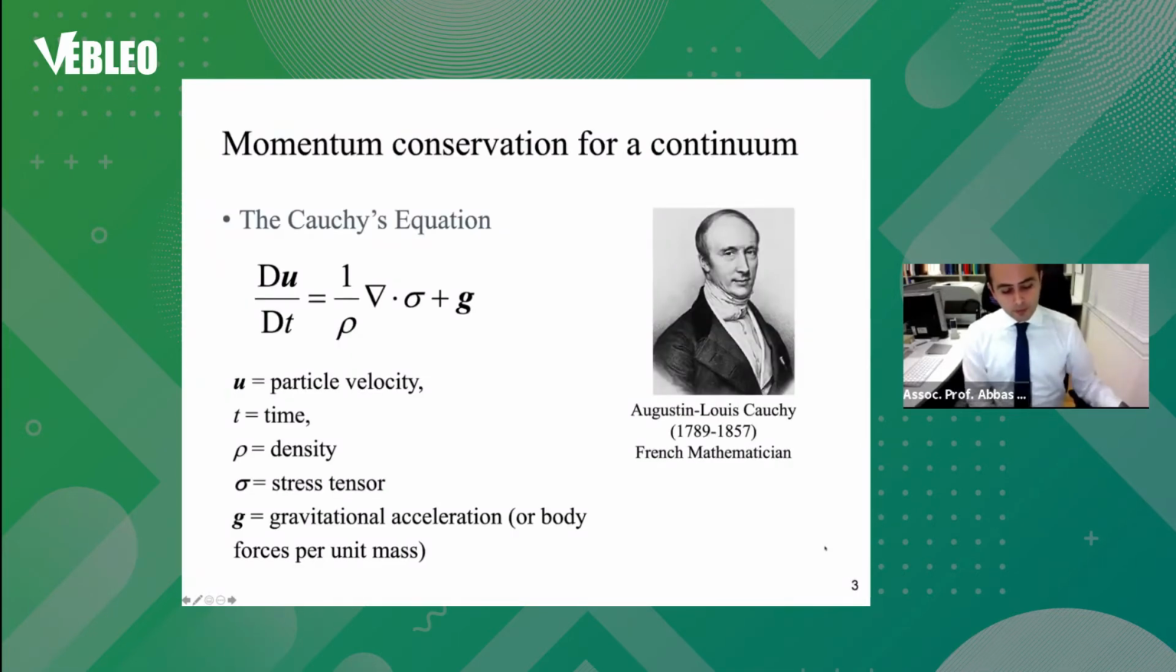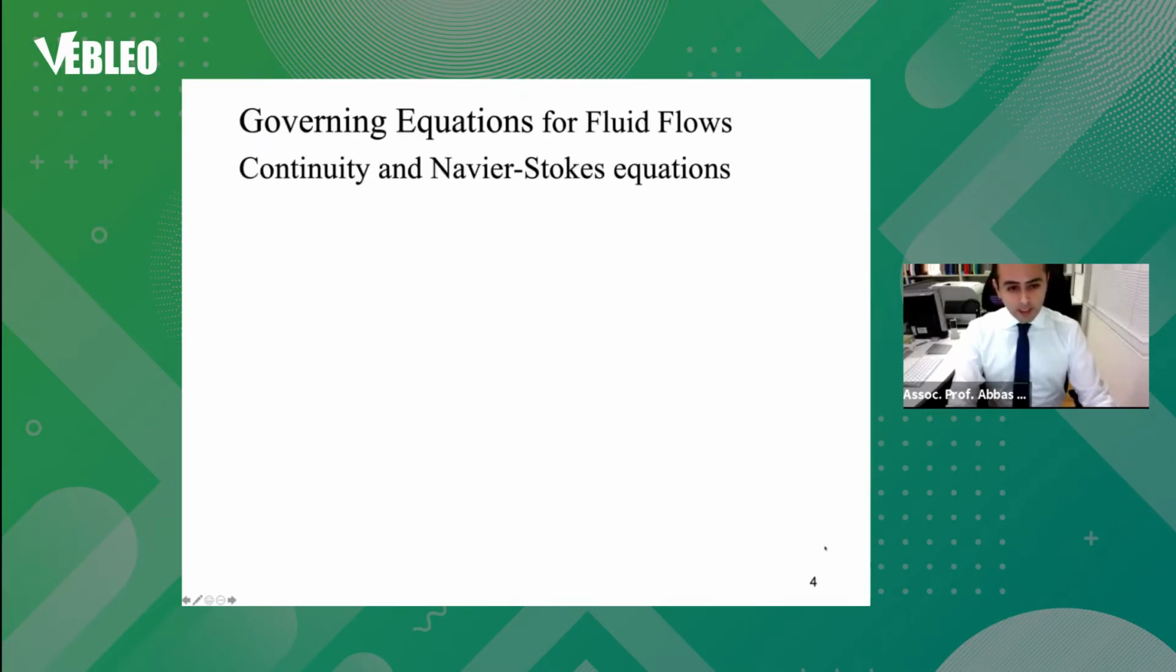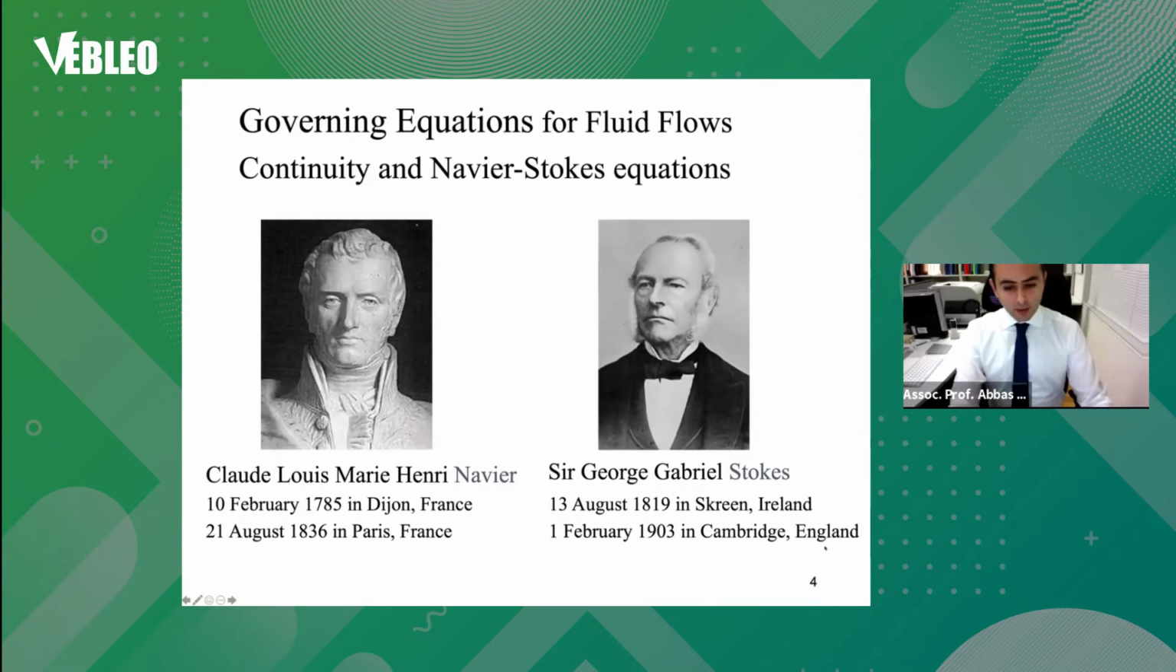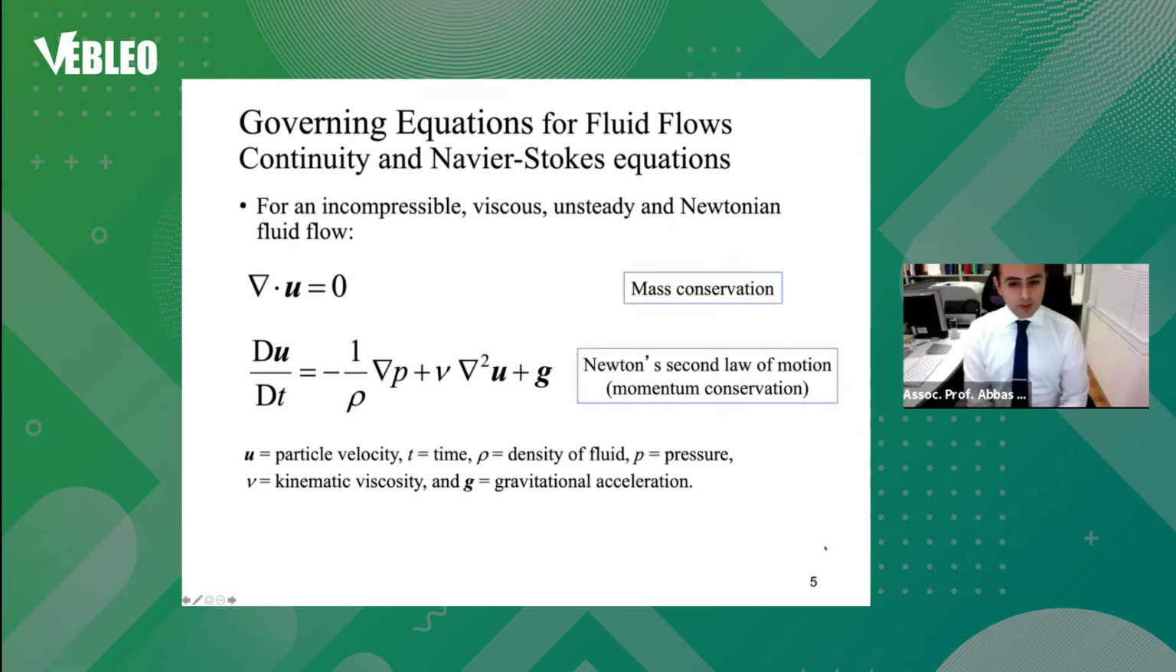So we start from the very famous Cauchy's equation in continuum mechanics, and by making some assumptions, because this equation needs some constitutive equations for both structural mechanics and fluid mechanics. For fluid mechanics, we can make some assumptions and then derive the so-called Navier-Stokes equation, which is the conservation of linear momentum, written in a partial differential form. And also we have the mass conservation for an incompressible fluid flow.